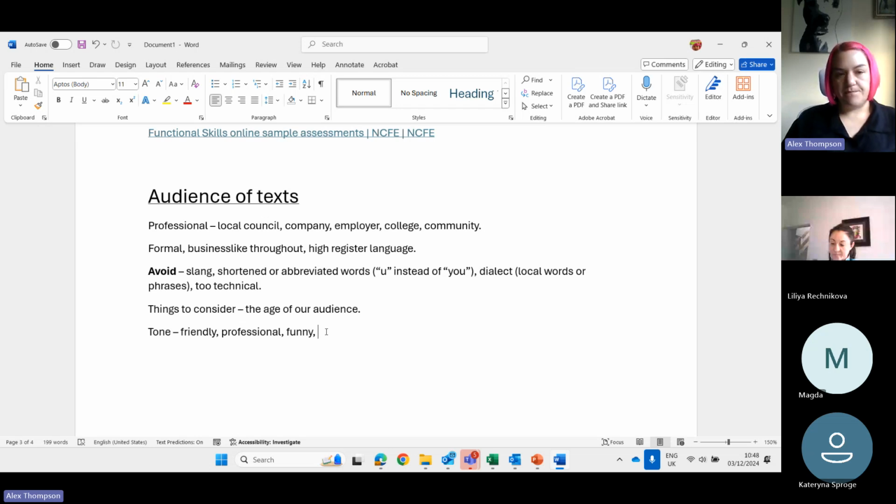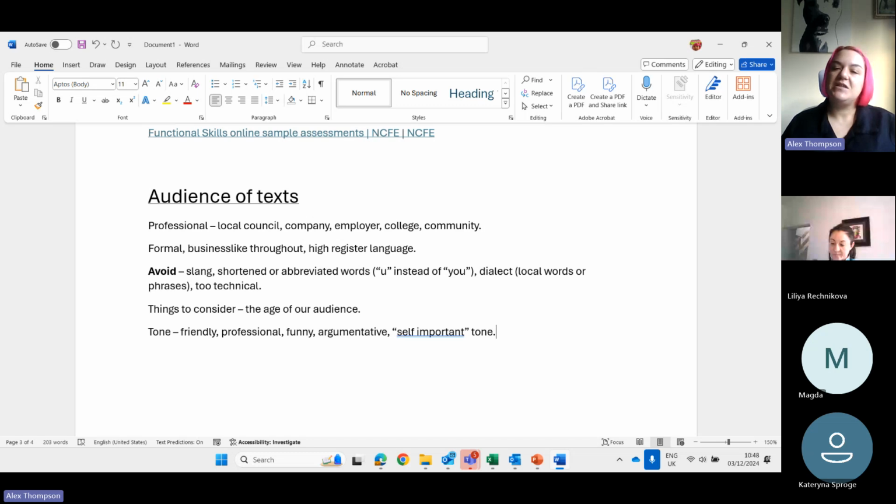So your tone could be friendly, professional, funny, argumentative. I saw one in a mock exam this week that said that somebody had a self-important tone. It was a message board. It was one of those forum posts, and somebody was making it sound as though they were the center of the world. So it's being able to identify these.